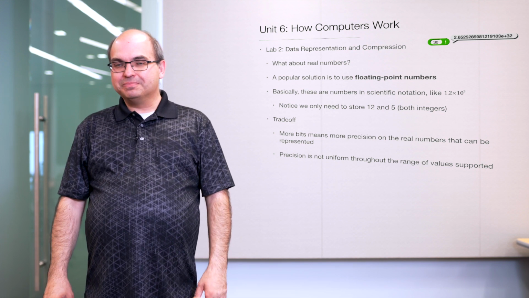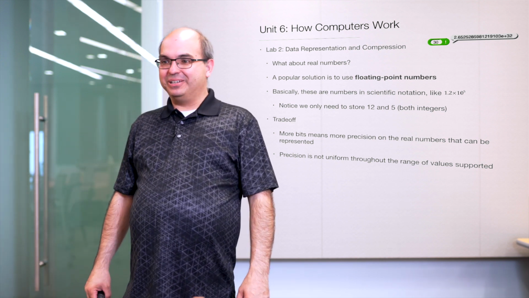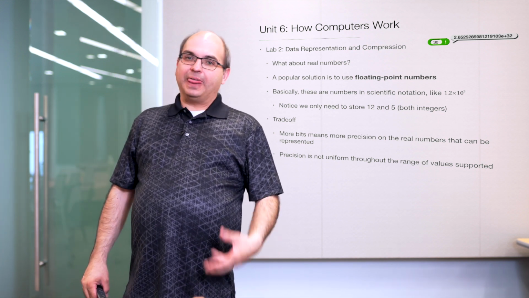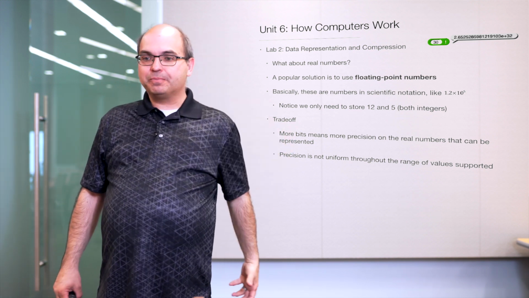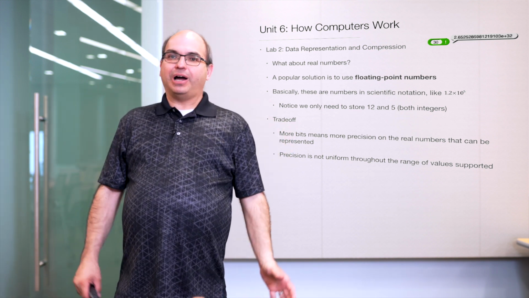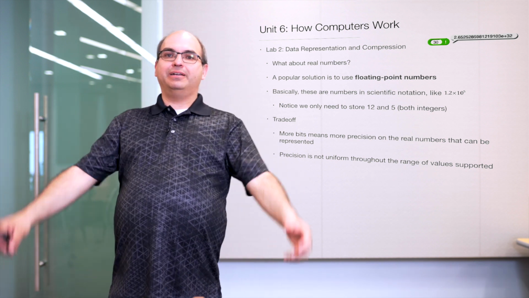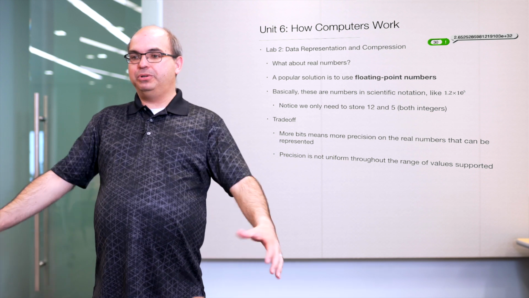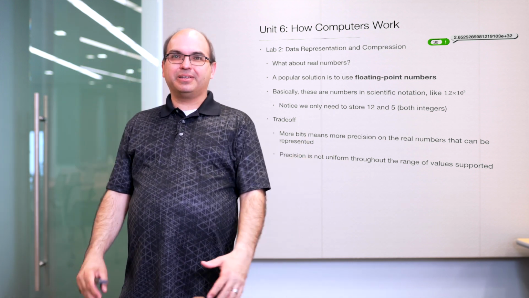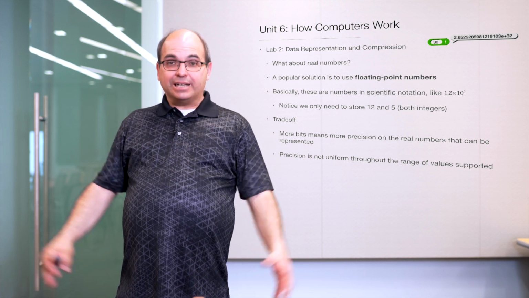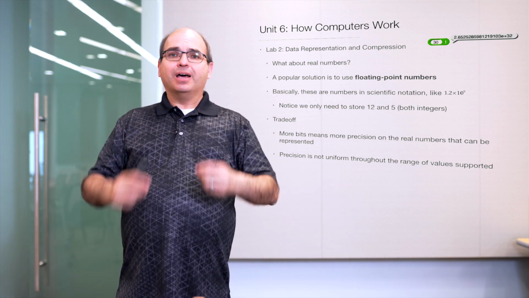How about real numbers? Real numbers, yeah, that's kind of a pain. Actually, the traditional solution is to use something called a floating point number, okay? And floating point number, the way I want you and your students to think about it is that it's numbers in scientific notation. So I can have 1.2 times 10 to the 5, okay? So that's like what, 120,000 or something like that?